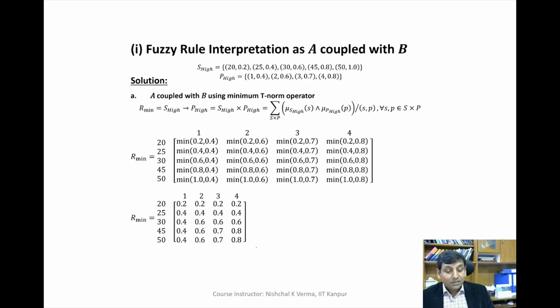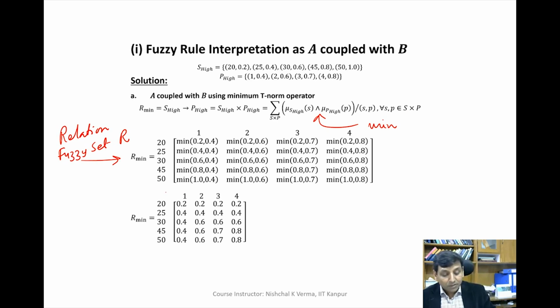So let us quickly use all 4 t-norm operators, and let's see how we are getting various relation fuzzy sets. For the first t-norm operator, that is the min t-norm operator, we can quickly find R min, the relation fuzzy set R. Since we are using the min t-norm operator, we use the min here. We have already done this exercise in the previous lecture. So when we do that, we are going to get this as the fuzzy relation matrix.